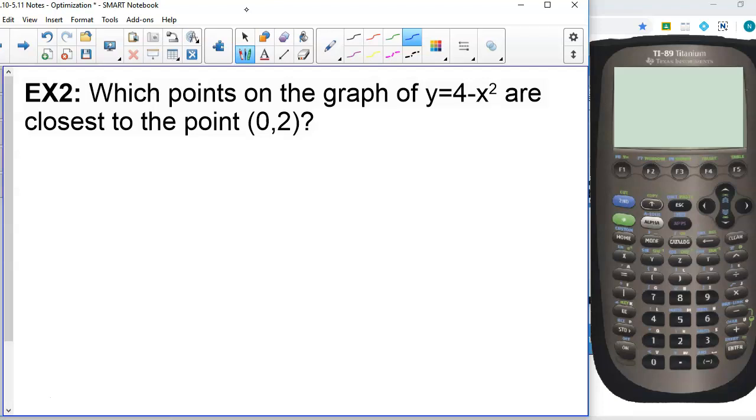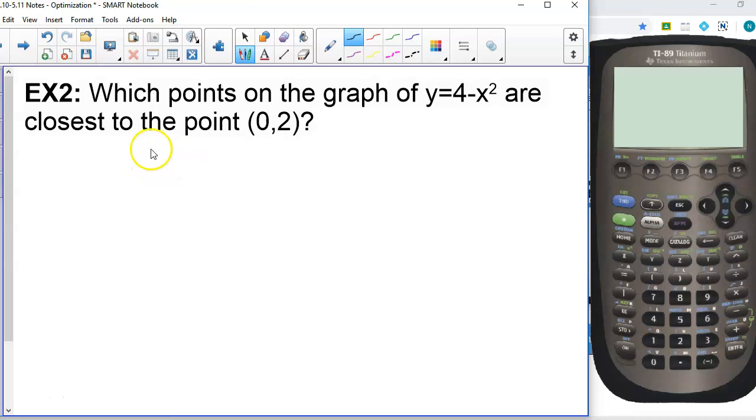All right, for example 2. This is more of a math example. This is not much of an application here, although there could be design elements that you might want to know something like this for. But it's been simplified down just to the bare bones for this problem. So we want to know which points on the graph of y equals 4 minus x squared are closest to the point (0, 2). So for this problem, it's going to be helpful if we make ourselves a graph of this, so we can sort of picture what is happening.